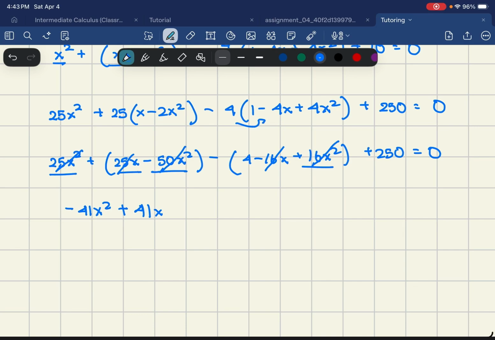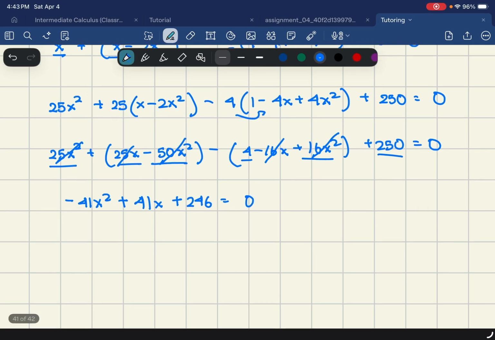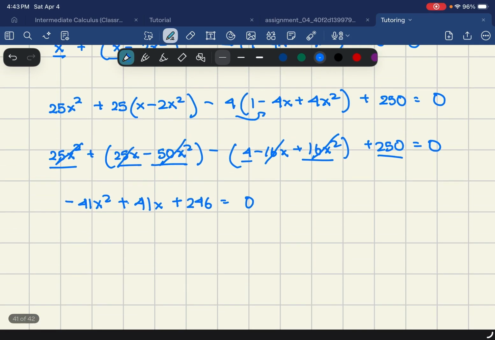And finally, we have minus 4 plus 250. So that is plus 246 is equal to 0. And let me just check if 246 is divisible by 41. It is. So I can divide by 41. So I get negative x squared plus x plus 6 equals 0. Because this is divisible by 41, I just divided everything by 41. And I believe it's easier to work with the positive x squared term. So if I just multiply by -1, I get this one. So I just multiplied this equation with -1 on both sides.